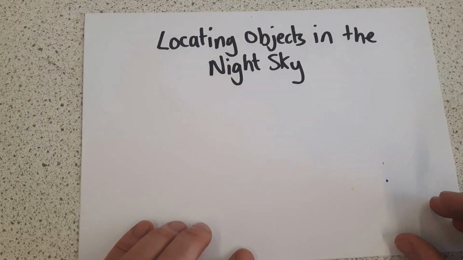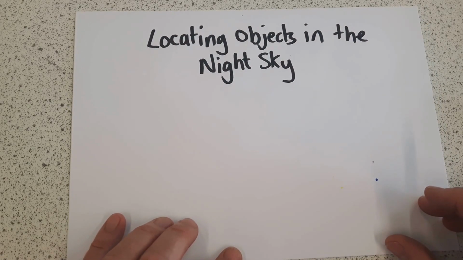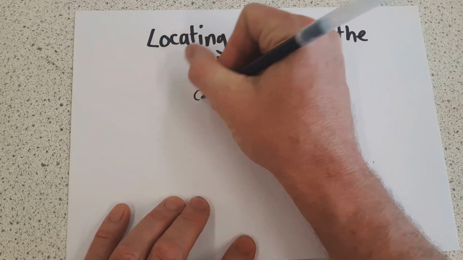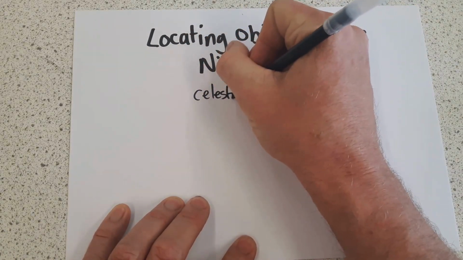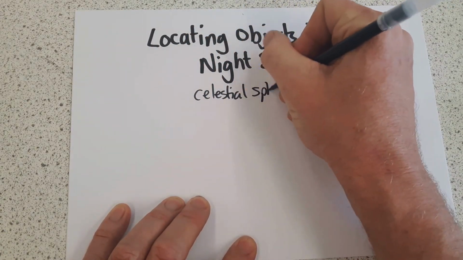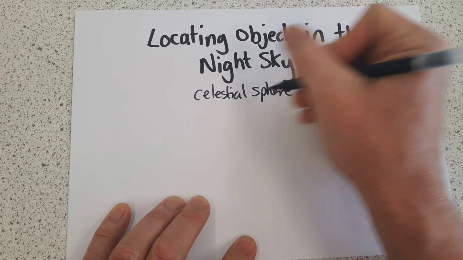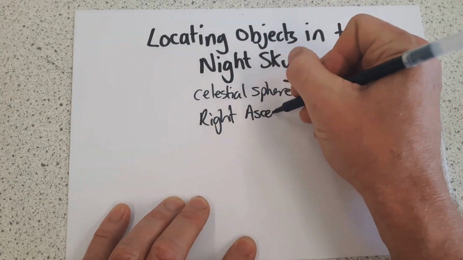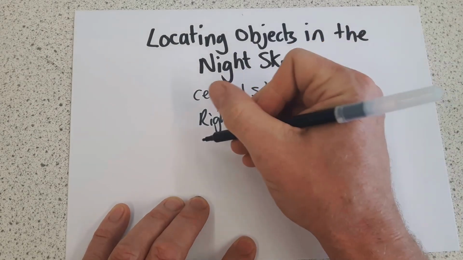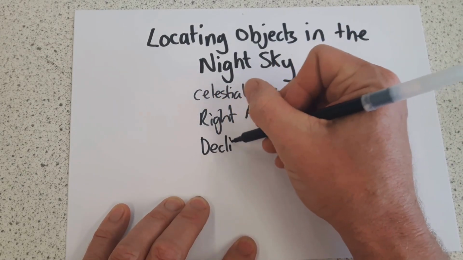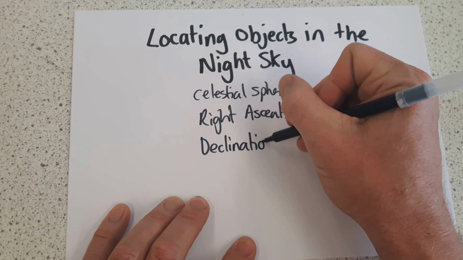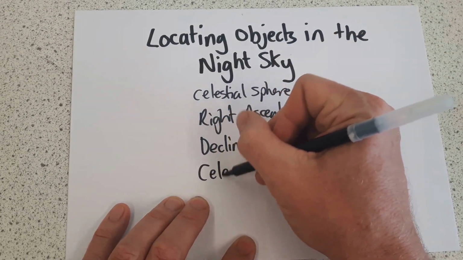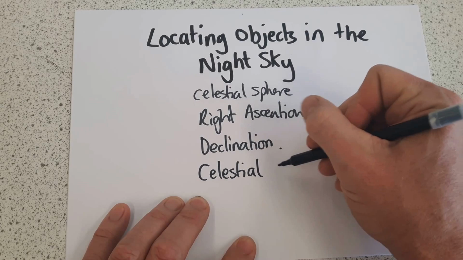So this video is about the method we use to locate objects in the night sky. And we're going to look specifically at the celestial sphere, Right Ascension, and Declination. And the celestial equator.